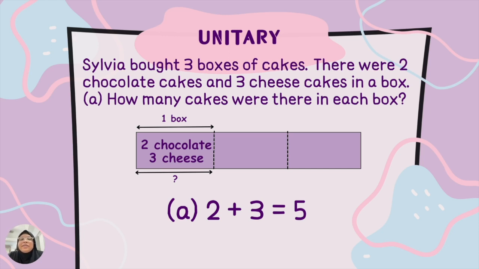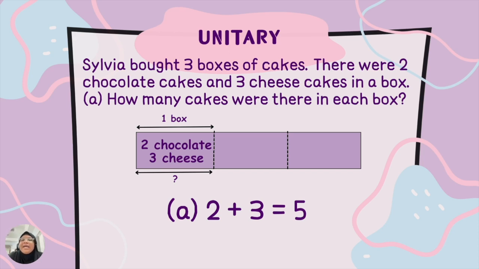Okay, so if there's no time, then the child doesn't have to spell it out. They don't have to spell out 2 chocolate. So what I can do is 2 choc, 2 CHOC, something like that, or 3 cheese. So in one box, the child should be able to tell that there's 2 chocolate and 3 cheese. Okay, likewise, this is a part question. So for the first part, how many cakes were there in each box? So after writing this down, the child would know that, oh look, in one box there's actually 2 chocolate and 3 cheese. So how to solve this question? You just need to add 2 plus 3, which equals 5.